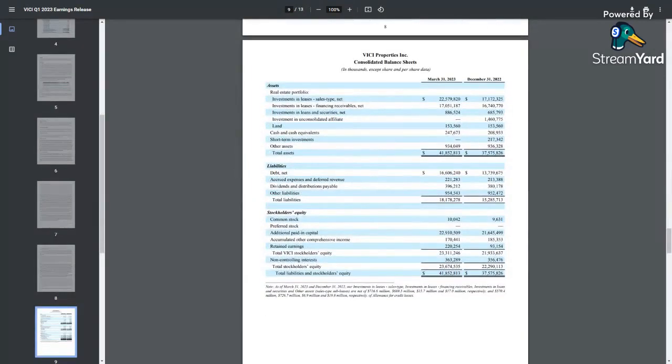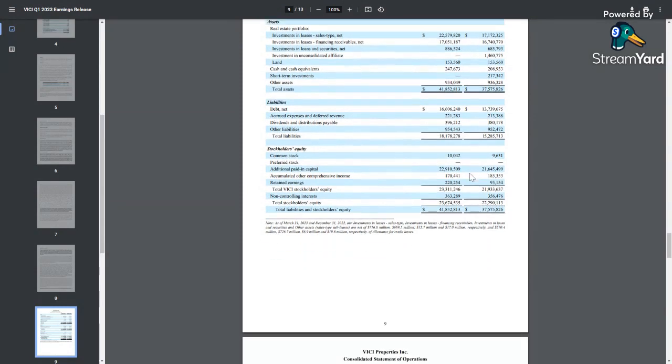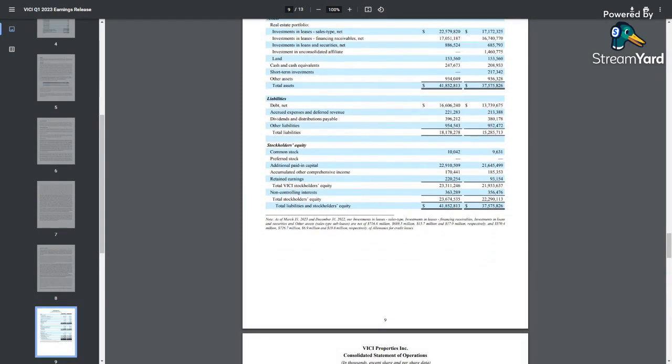And now we come down to that balance sheet. So we see that the total assets have grown from 37.6 to 41.9. Total liabilities have grown from 15.3 to 18.2. And stockholders' equity has grown from 37.5 to 41.8.